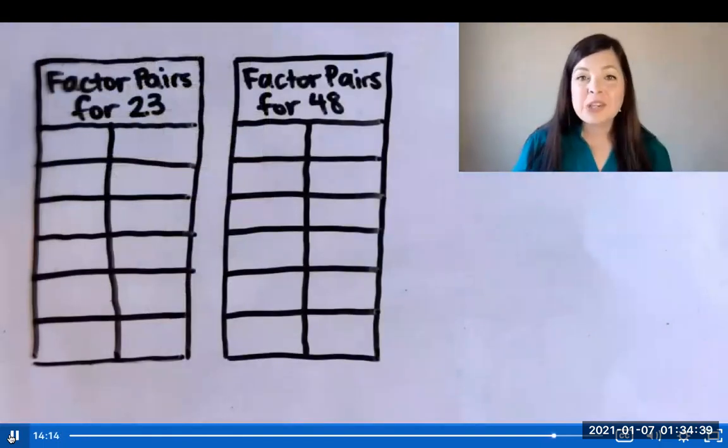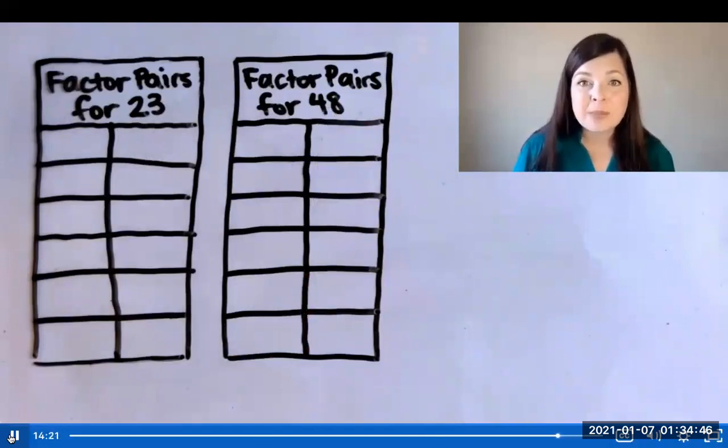Pause the video now and use a table like we just did to list the factor pairs for 23 and 48 and tell whether each number is prime or composite and how you know. Then come back and we'll discuss.